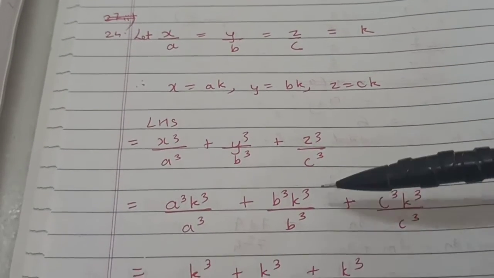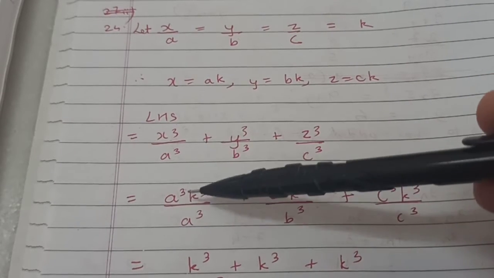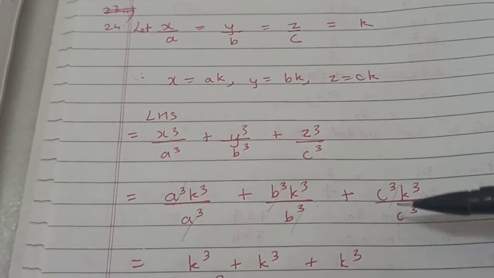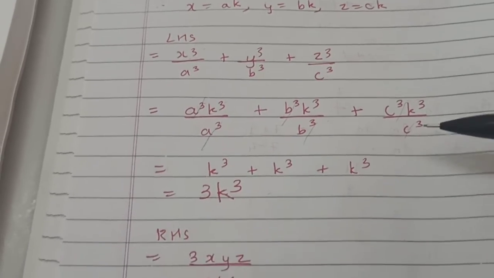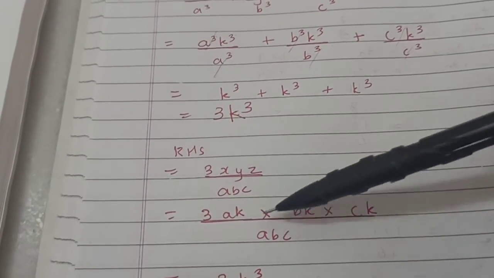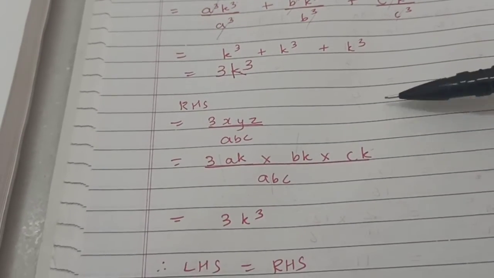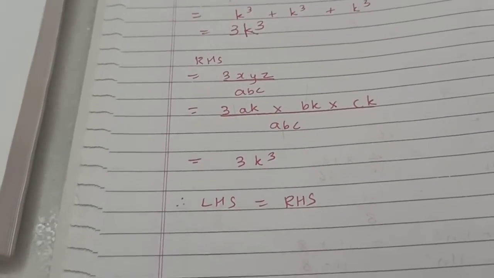We substitute the values. X was ak, so x cube will be a cube, k cube, obviously. A cube cancelled, and what I'm left with is 3k cube. Similarly, in the RHS, substitute the values of x, y, and z. A, b, c get cancelled up and down, and I'm left with 3k cube. So LHS is equal to RHS.